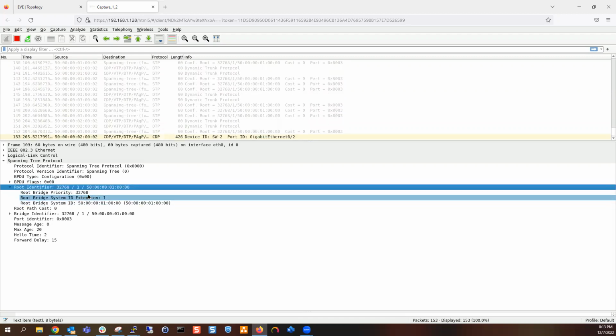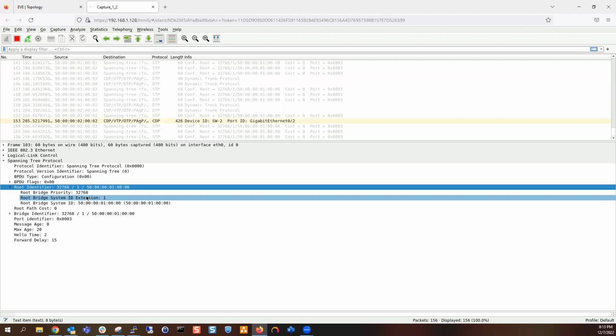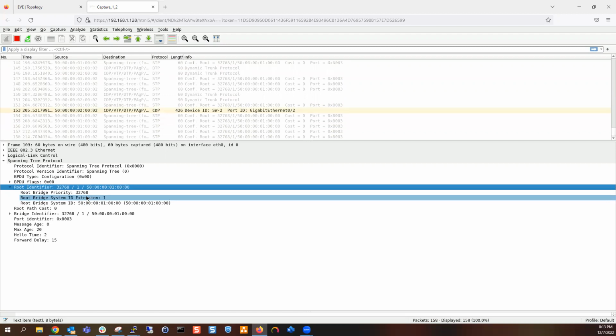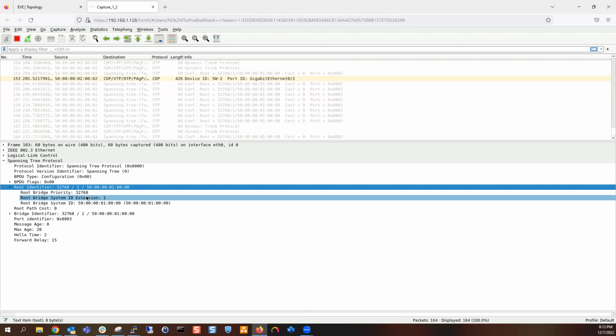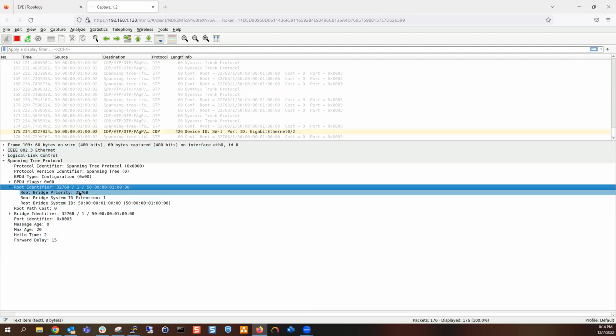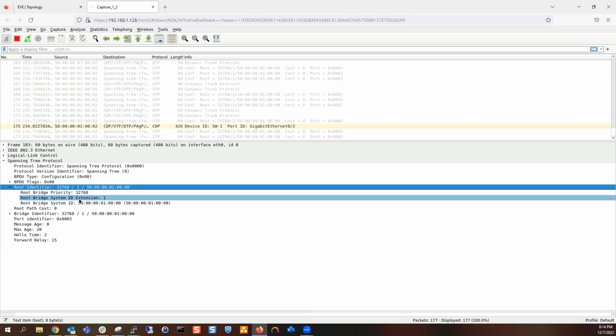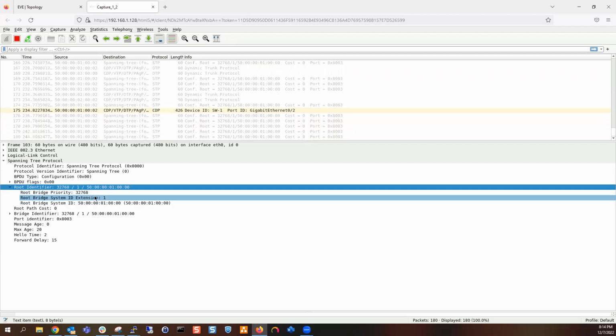And just to explain, because I know somebody's going to ask, this root bridge system ID relates to the VLANs on that switch. So if I'm sending a BPDU for VLAN 2, this root bridge system ID extension is going to be 2. And you guys are probably thinking, how is the bridge ID built? A real bridge ID would be the priority and the system ID extension added together.